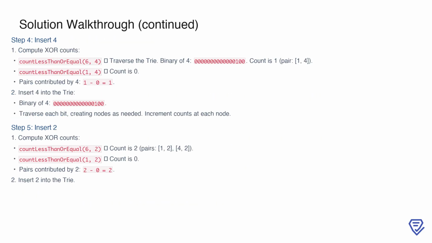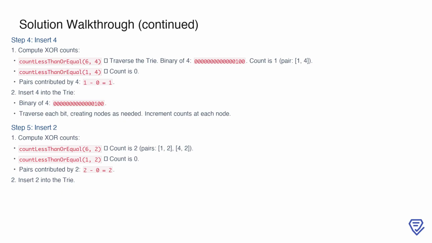To calculate the pairs contributed by 4, we first find how many numbers in the tree yield an XOR result less than or equal to 6 with 4, and this count is 1. This corresponds to the pair 1, 4. Similarly, we calculate the count of numbers that yield an XOR result less than or equal to 1 with 4, and this count is 0. Subtracting these, we see that 4 contributes one valid pair. After this, we insert 4 into the tree.